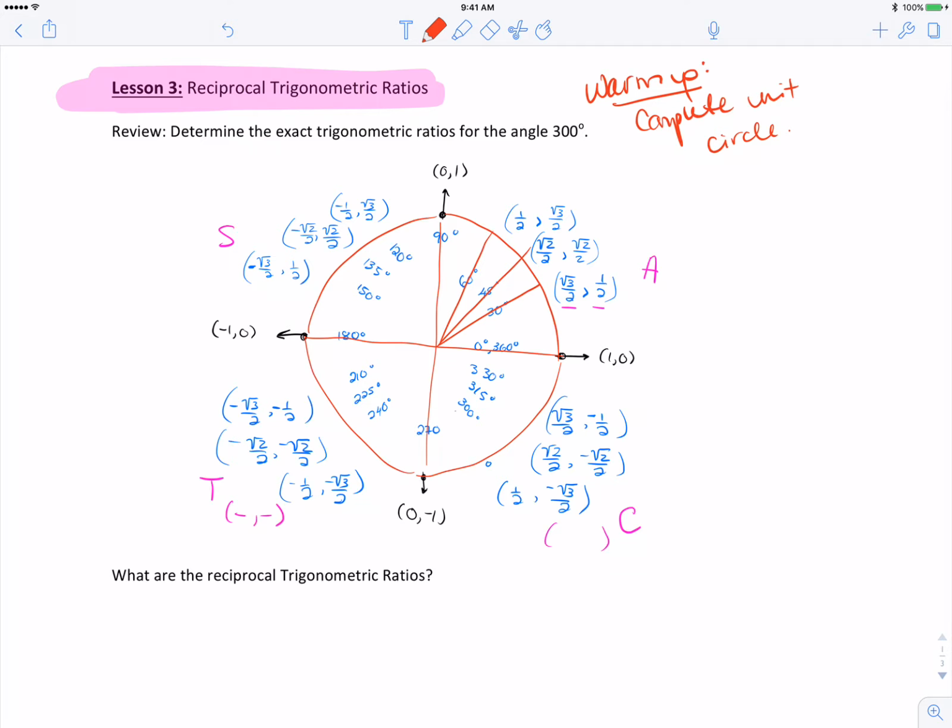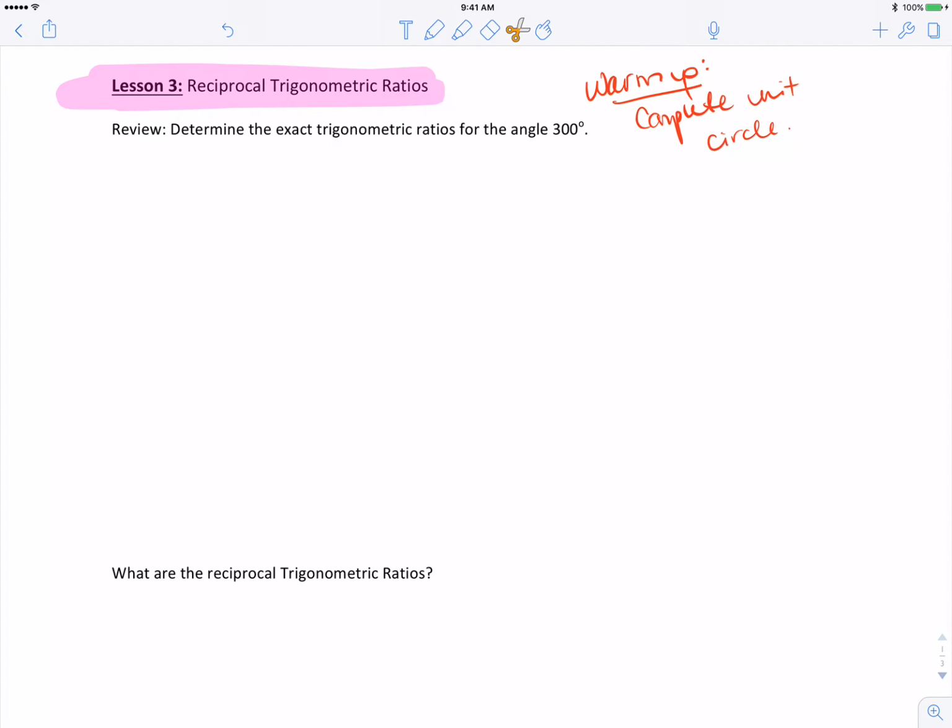So today, please make sure you have your unit circle beside you because we're going to be using the idea of reciprocal ratios from exact measurements. So we need to determine those exact measurements first. Big thing, just review your CAST rule. Cosine is positive in the fourth quadrant. Everything is positive in the first, sine in the second, and tangent in the third. So with that in mind, I'll just delete this and we'll do our first question.